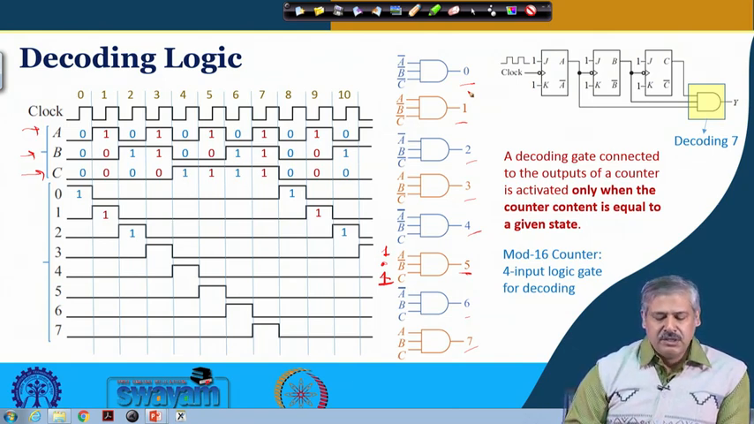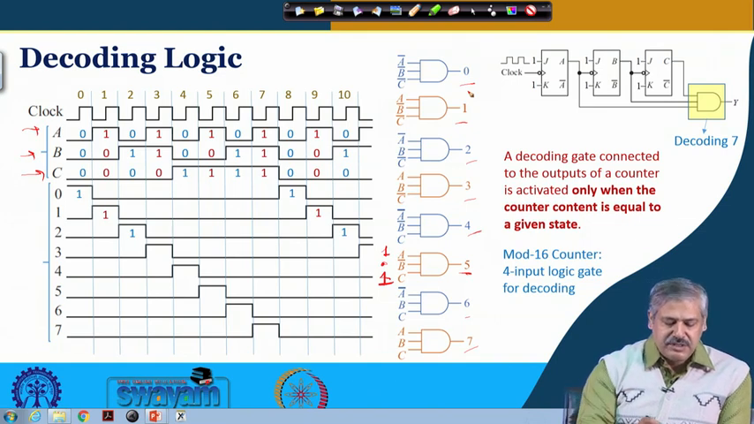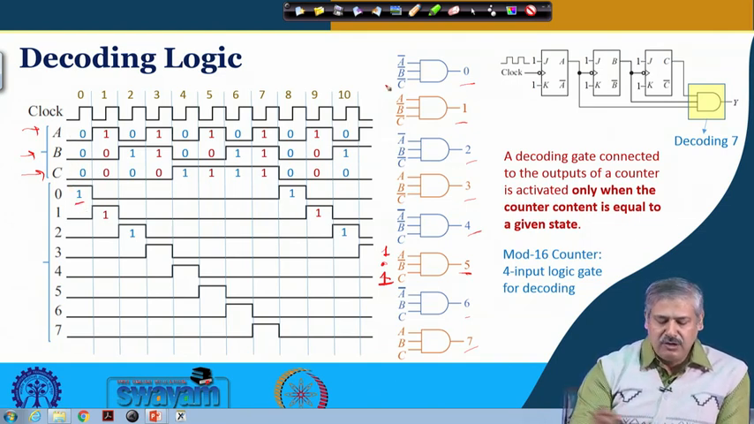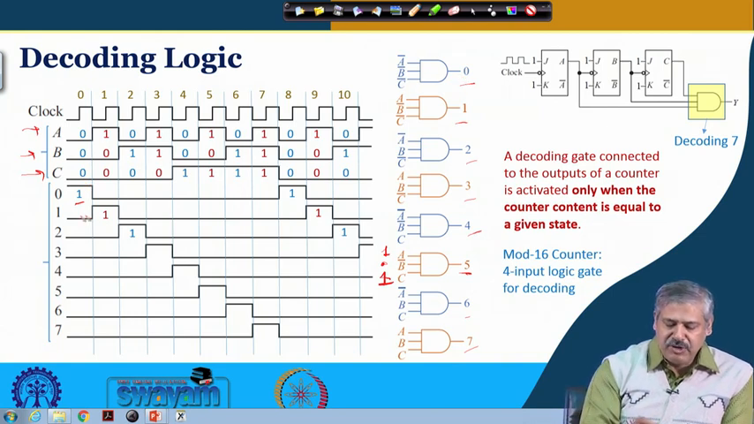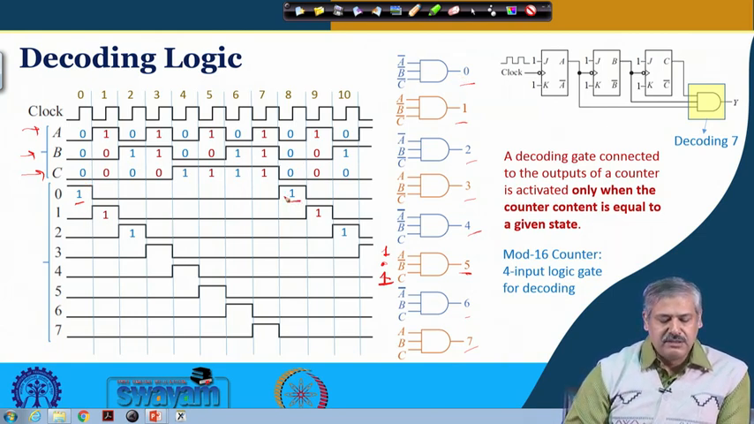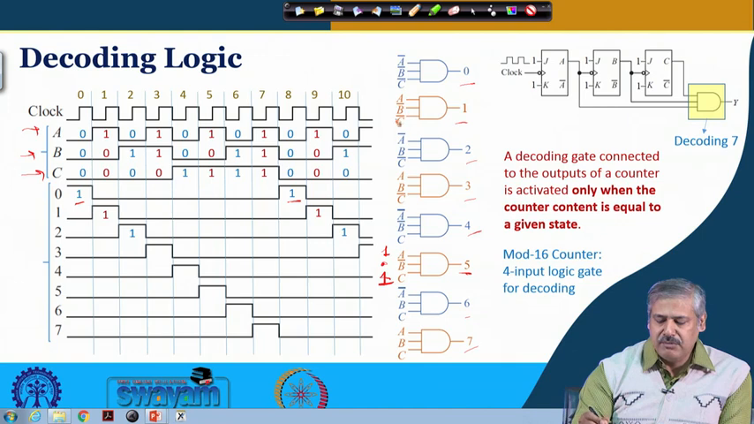In this example you can see this output will go high here, that is A bar, B bar, C bar, all of them are 1 at this point, and again when it comes over here, this decoder output, this logic gate output goes 1. So, C, B both are 0 and A is 1, right, C is 0, B is 0 and A is 1.